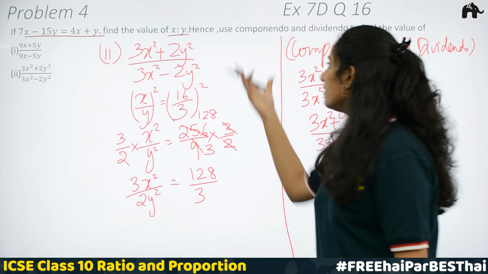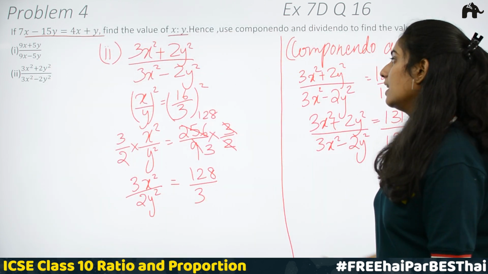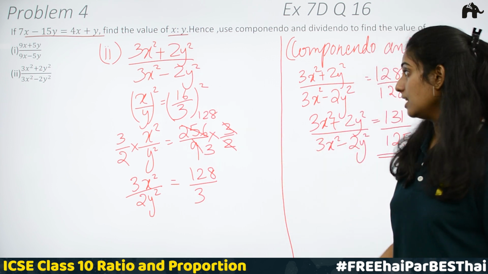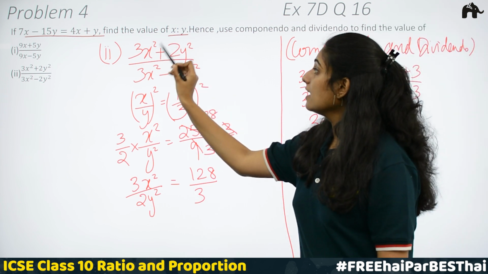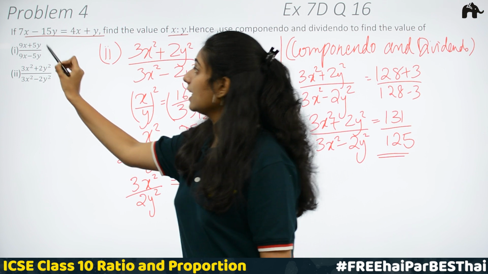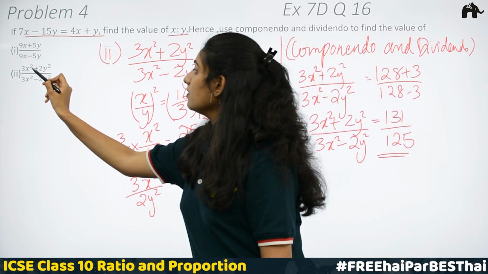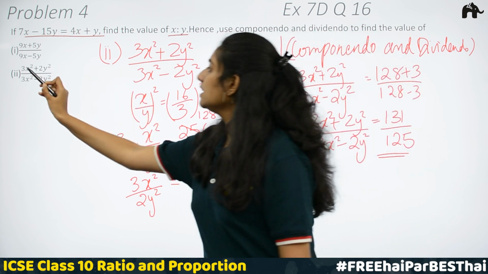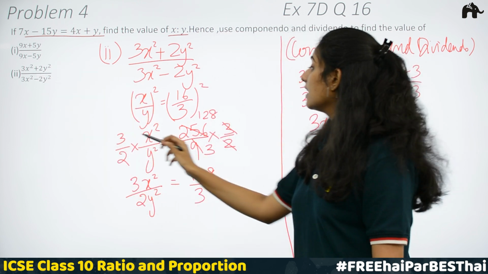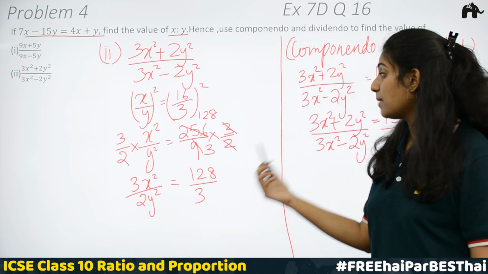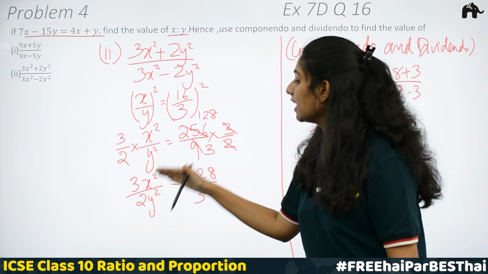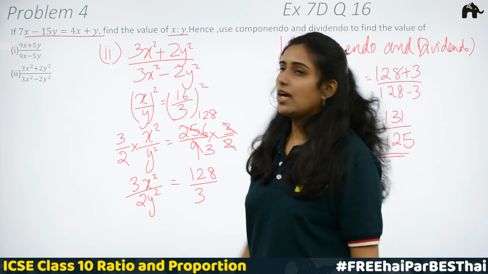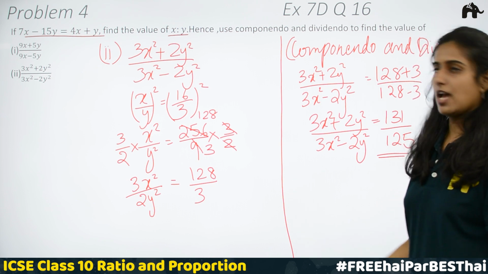Here we have to find the values. For that, in the second question we had to square, because in the first question it was x and y, but in the second question we had squares. First we squared them. After that we need 3 and 2. For that purpose we multiplied by 3 by 2. Then you can easily apply the componendo and dividendo property to find the value.